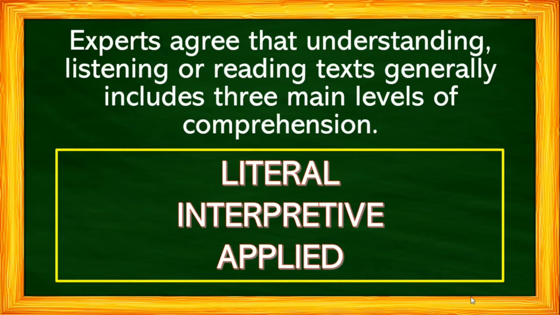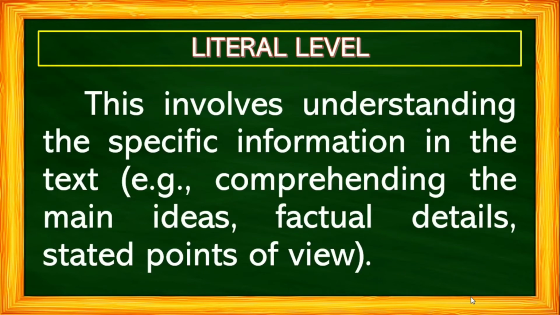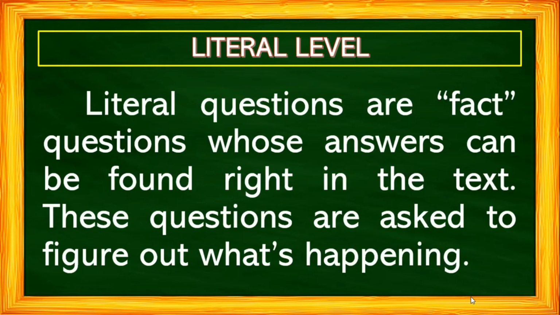Let us get to know more about each of the three main levels of comprehension, starting with the literal level. Literal level involves understanding the specific information in the text. Example, comprehending the main ideas, factual details, and stated points of view. Take note, stated points of view. Literal questions are fact questions whose answers can be found right in the text. I would like to repeat, answers can be found right in the text. These questions are asked to figure out what's happening.